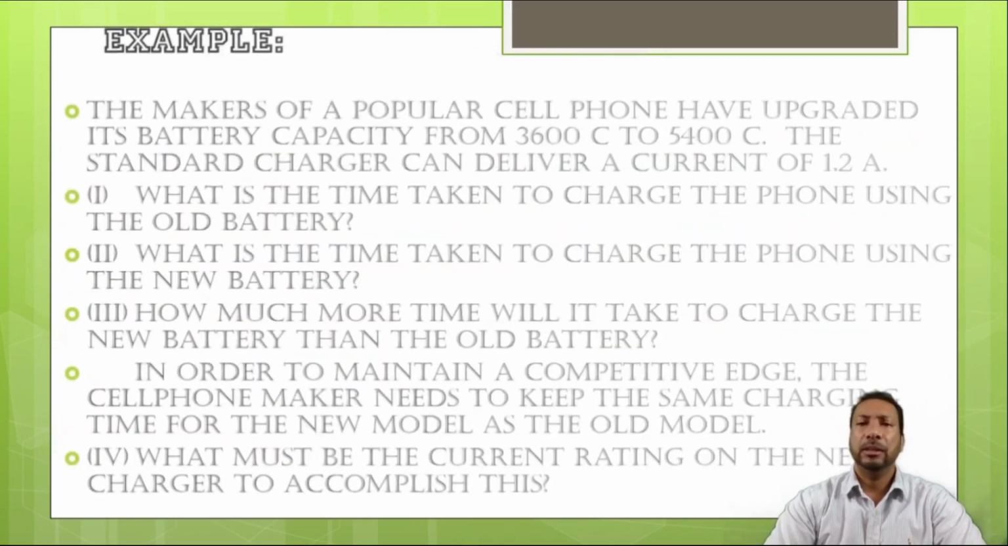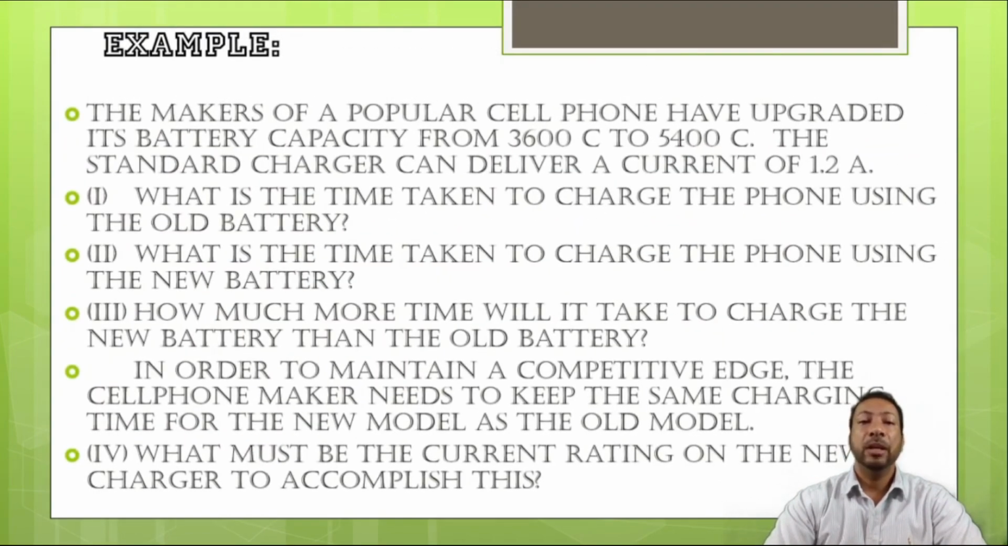So let's look at an example now. Let's say the makers of a popular cell phone have upgraded its battery capacity from 3,600 coulombs to 5,400 coulombs. The standard charger can deliver a current of 1.2 amperes. 1. What is the time taken to charge a phone using the old battery? 2. What will be the time taken to charge a phone using the new battery? And 3. How much more time will it take to charge the new battery than the old battery?